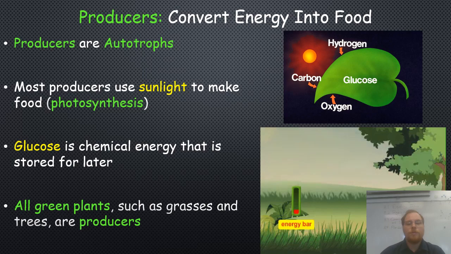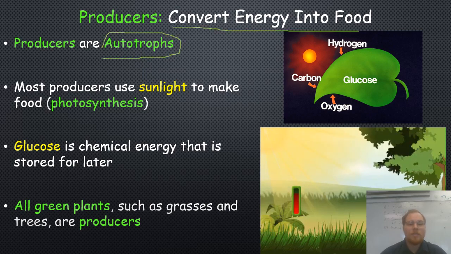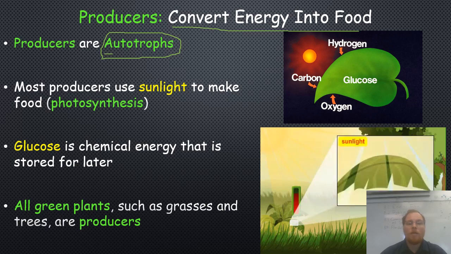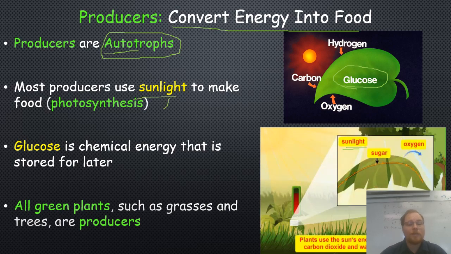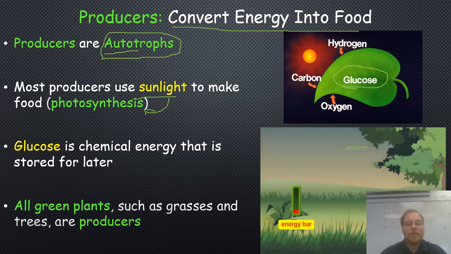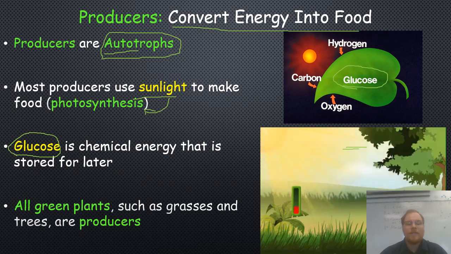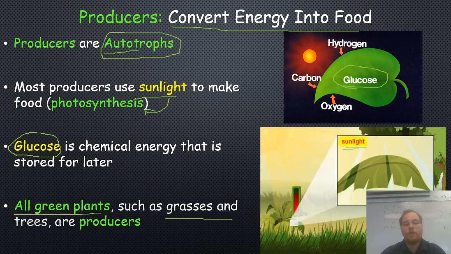Now, producers are going to be anything that converts its own energy into food. I'm sure you're tired of hearing me say this, but they are autotrophs. And we learned about this at the beginning of the year. Autotrophs are automatically making their own food from sunlight and turning it into glucose or energy for that organism. Most producers use sunlight in a process called photosynthesis, and they turn that sunlight into energy, and that's stored as glucose or sugar. And that's chemical energy that they can break down and use later. All green plants, all of them are producers. They all make their own energy through photosynthesis.